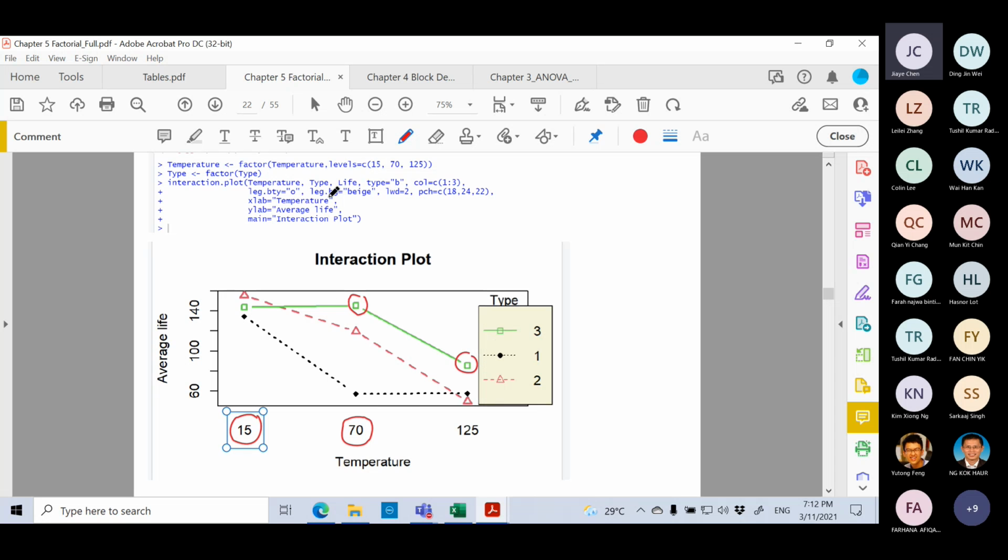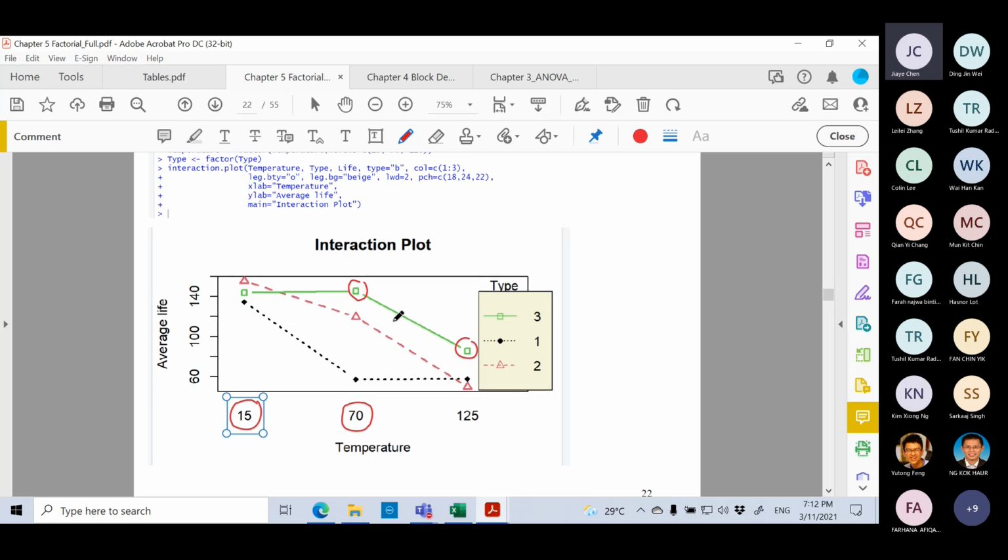So this one tells you how important the interaction is. Because if you set your temperature at 15 degrees, you cannot use type 3. Okay, so you need to use type 2 as your material so that you get the high average life. The average life of the battery is high. Okay. So this one is about the interaction plot here. Okay.